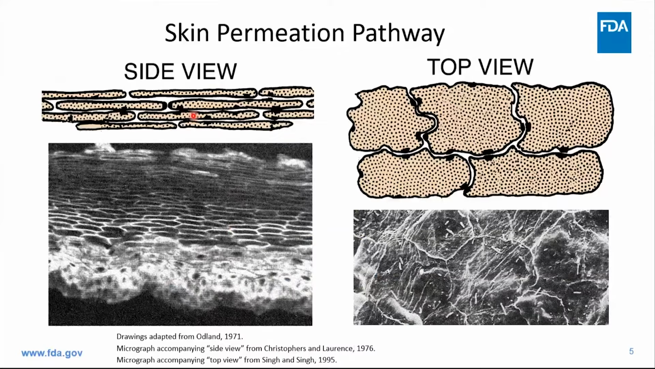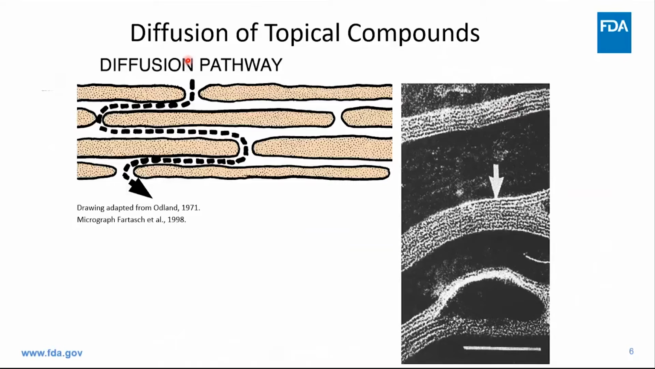And you can see what has been often described as a brick and mortar type structure. Over here, this is the top view of those flattened corneocytes. And the classical concept of diffusion of topical compounds is that there's this tortuous diffusion pathway through the intercorneocyte lipid space, through that mortar, if you'll have it, and that the barrier properties are very much associated with these well-ordered, highly structured lamellar lipids, these sheets of lipids that fill in this intercorneocyte space.